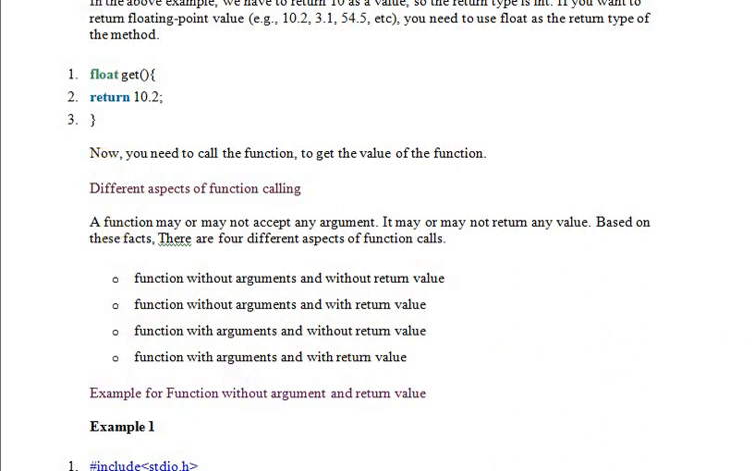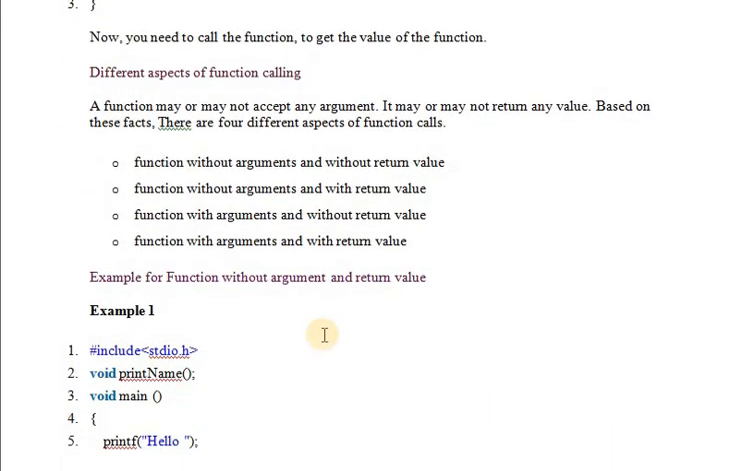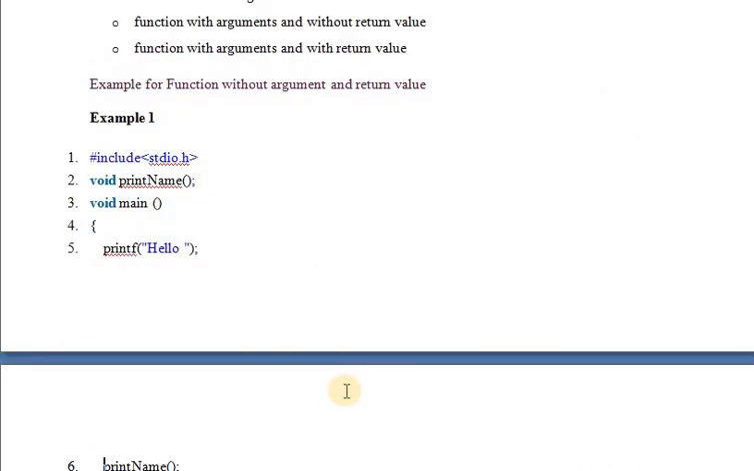First we will see function without argument and without return value. See here, this is the header file. This is the prototype or function declaration. Here there is no return type. Void means no return type. Print name is the function name. So this is the prototype. In the main function, it will print the hello statement.